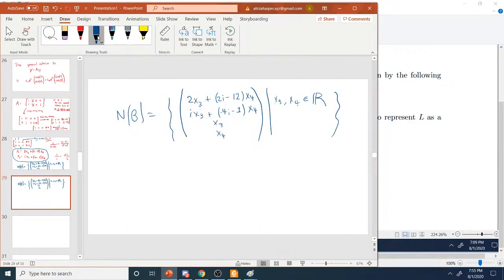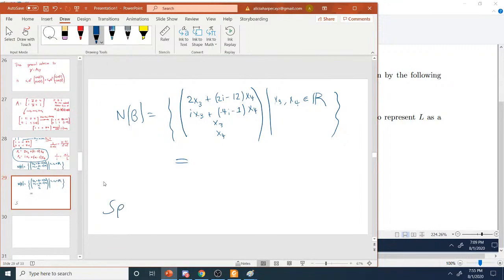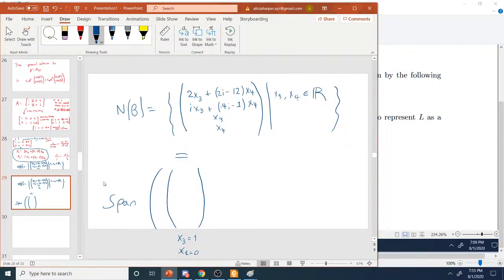So this is the same thing as the span of the following two vectors. First, I'm going to look at x3, and I'm going to find the vector that I get when I set x3 equal to 1 and x4 equal to 0. Well, if I do that, then I'm going to get 2 here, i here, 1 here, and 0 here.